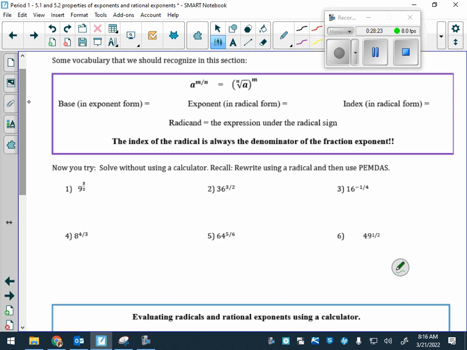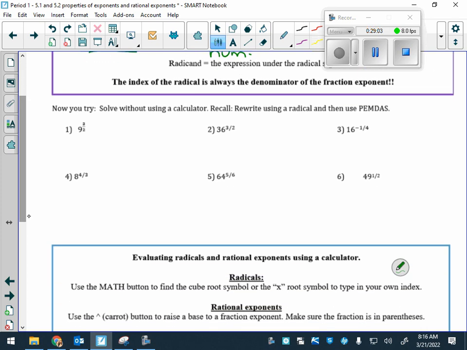All right, just some terminology to remember. Okay, the base in exponent form is A. Okay. The exponent in radical form is M. Okay, so that is your numerator. The index is your N. Okay, so N is your denominator, exponent is your numerator. Okay, the index of a radical is always the denominator. Okay, some key terms there.